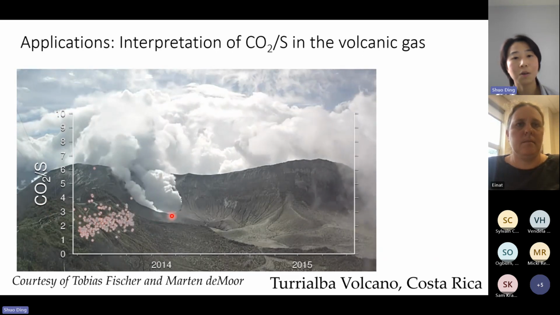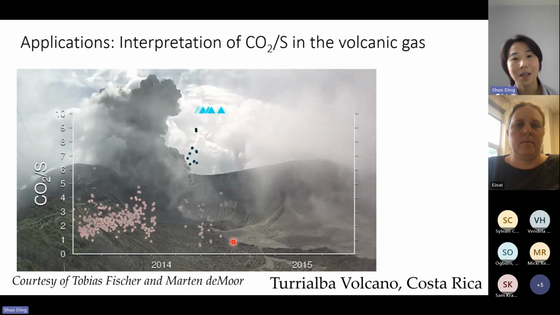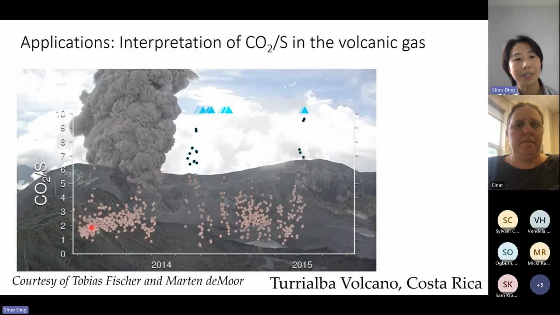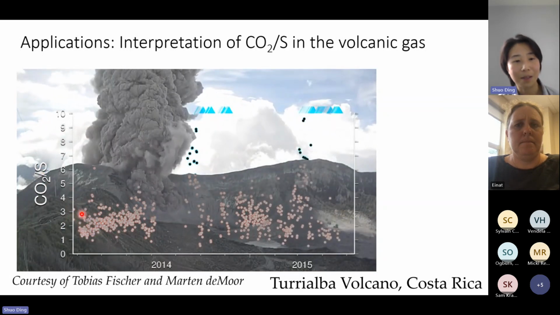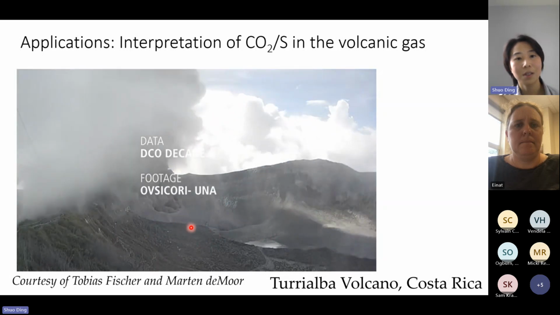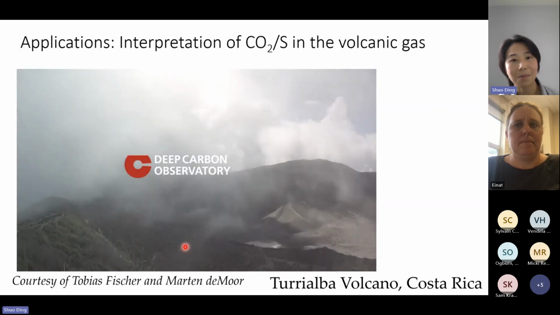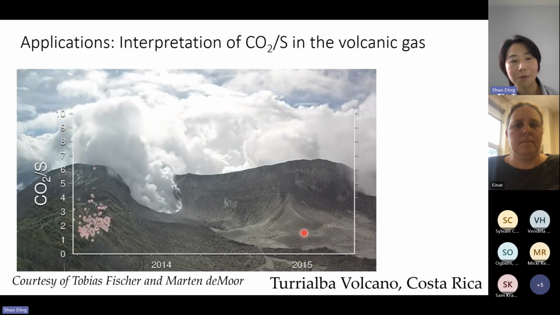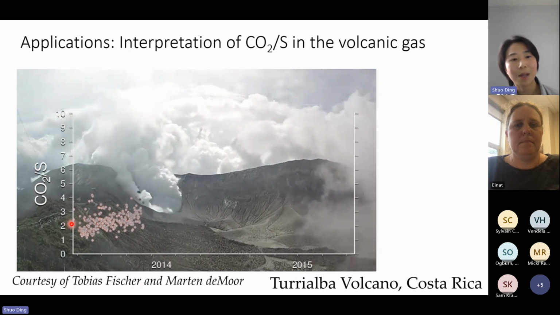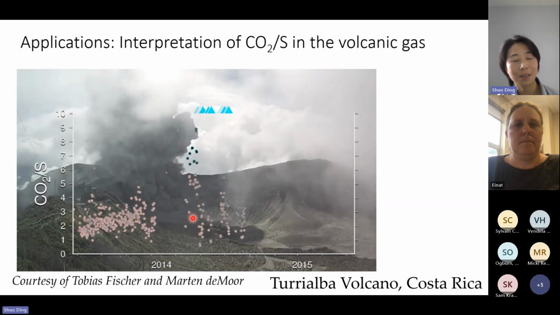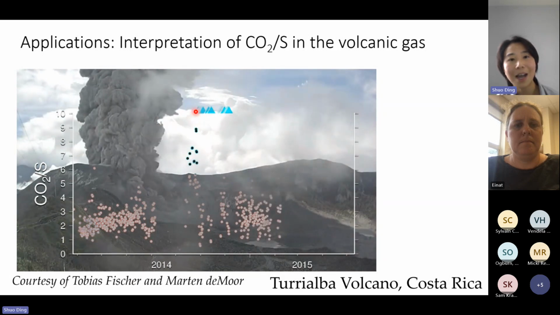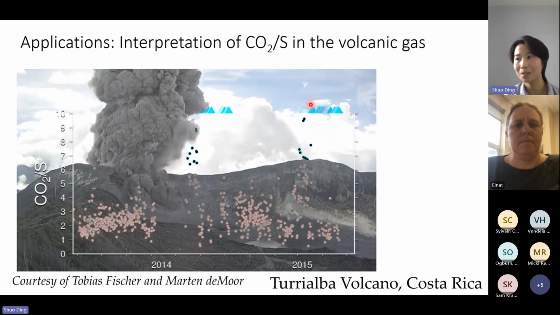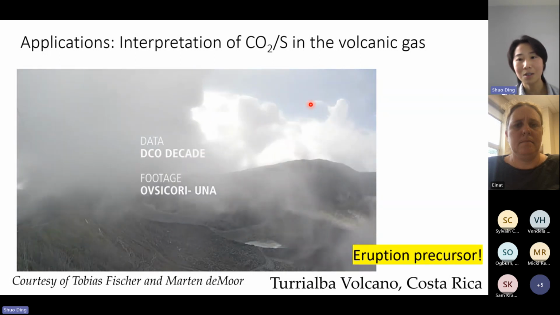We can also use it to interpret the CO2 sulfur ratio in the volcanic gases. Basically, at what pressure does a gas with a relatively low CO2 sulfur ratio come from? And where does the gas come from if the gas ratio is really high? This is particularly interesting for some volcanoes that have a lower ratio during quiescent degassing, but then have a really high ratio in the gases that come out a few weeks before eruptions. So this is another application.